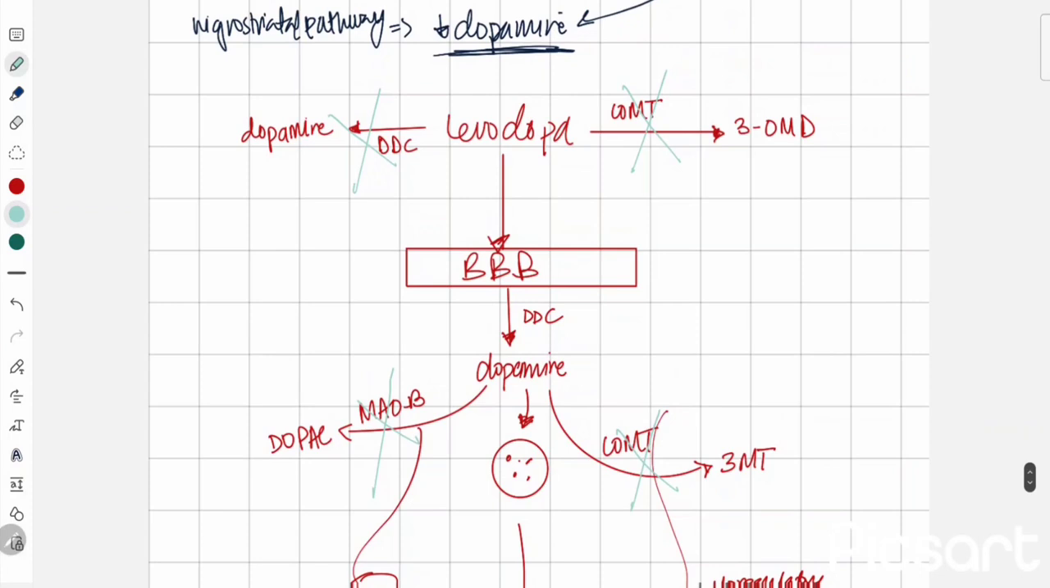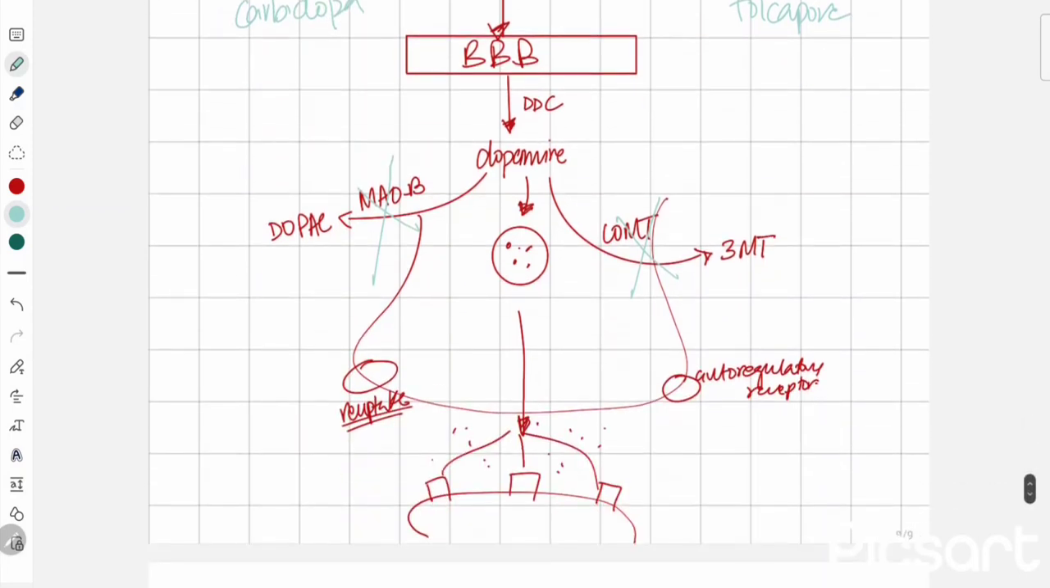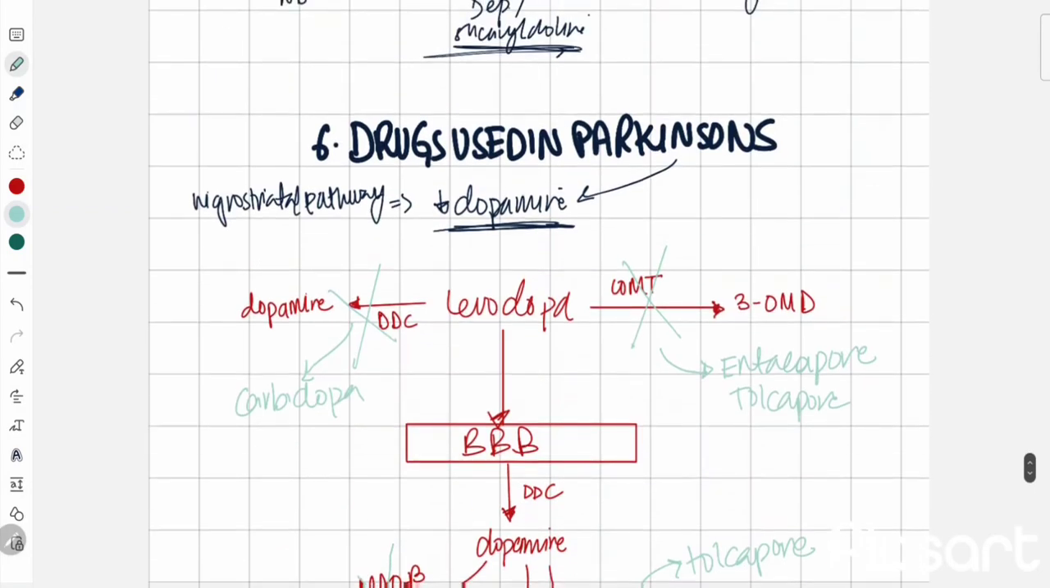How do we do that? Let's go on with it. COMT inhibitors: entacapone, tolcapone. DDC inhibitor: carbidopa. Then we have a central COMT inhibitor, that's only tolcapone. Entacapone cannot cross the blood-brain barrier, so that's not a central COMT inhibitor, that's a peripheral COMT inhibitor.